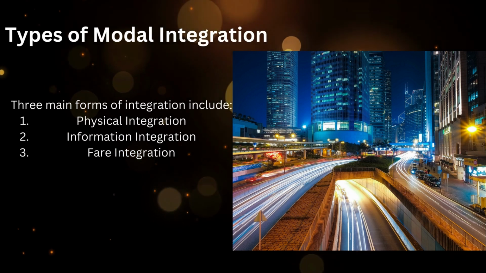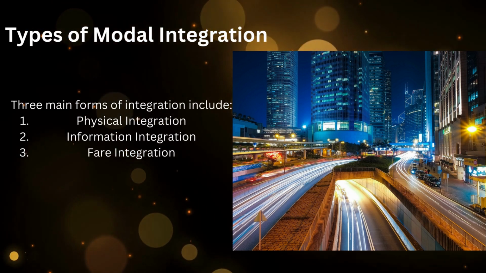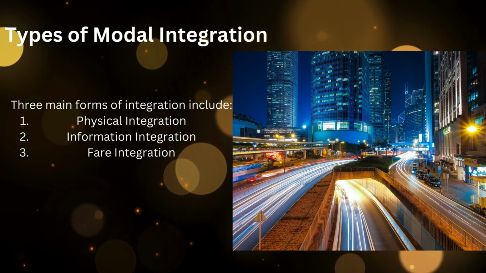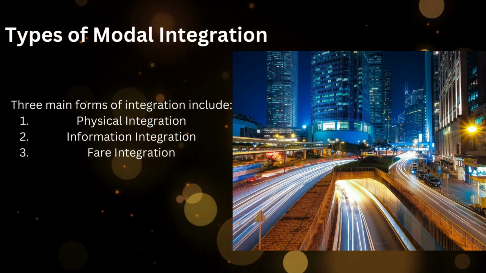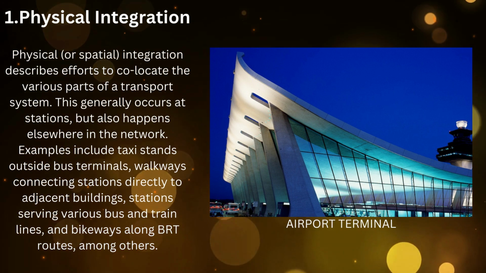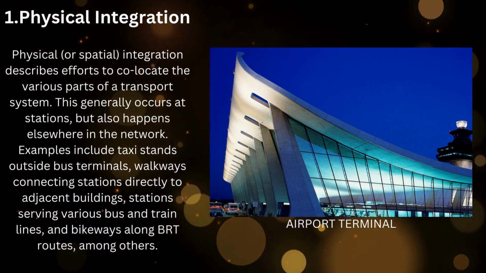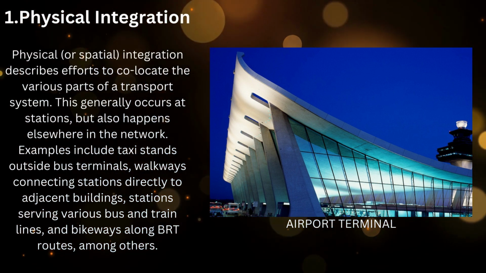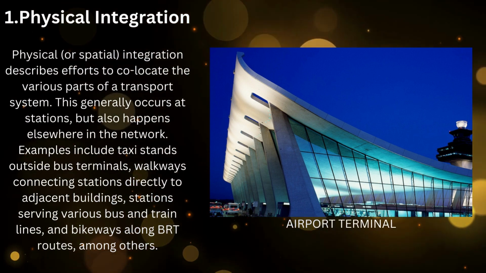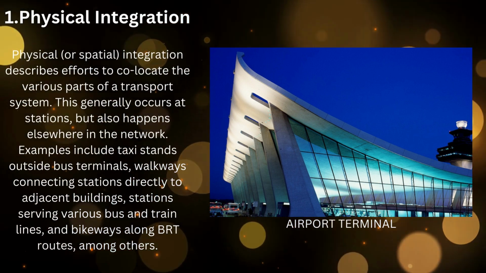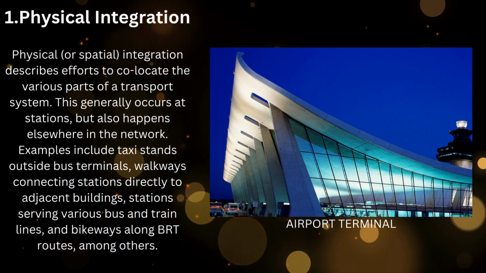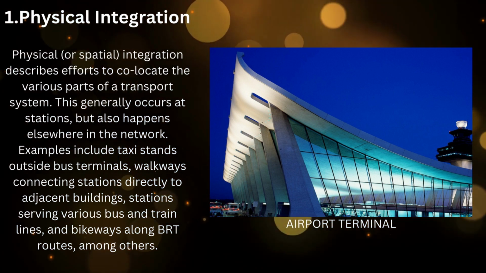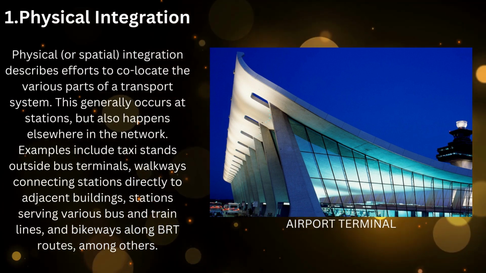Next topic is types of modal integration. There are three main forms of integration included. First one, physical integration. Second, information integration, and third is fare integration. First one, physical integration. Physical integration is also known as spatial integration. Physical integration describes efforts to co-locate the various parts of a transport system. This generally occurs at stations but also happens elsewhere in the network.